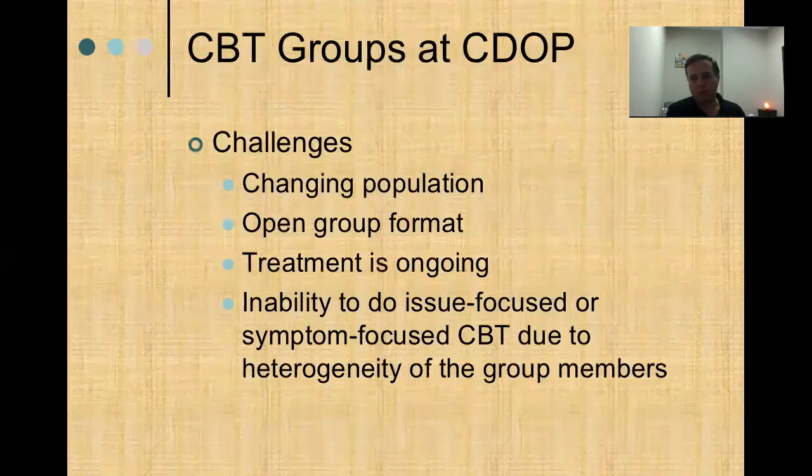Our changing population also was a result of that homelessness factor, as well as that major medical issue factor that you saw earlier on. People were transient and being moved around the city from shelter to shelter, and depending on the commute time, we could lose our population very quickly or gain a lot of people at the same time. The open group format worked against us a little bit. Our treatment was ongoing. CBT is usually very focused, time limited, but ours was a never-ending group. So how do we adapt this short-term model to long-term treatment?